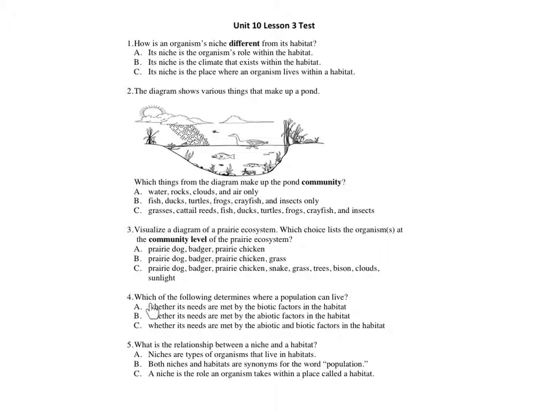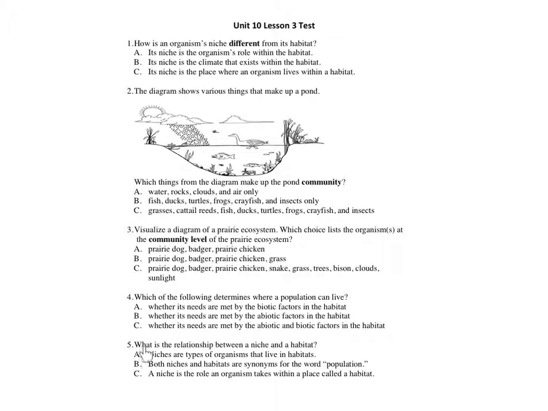Number 4. Which of the following determines where a population can live? A. Whether its needs are met by the biotic factors in the habitat. B. Whether its needs are met by the abiotic factors in the habitat. C. Whether its needs are met by the abiotic and biotic factors in the habitat.